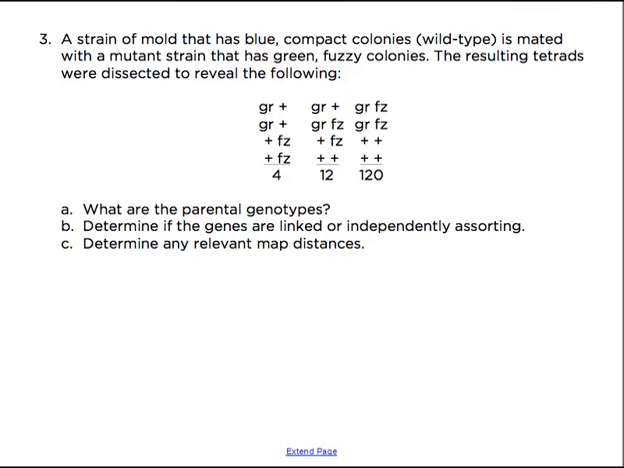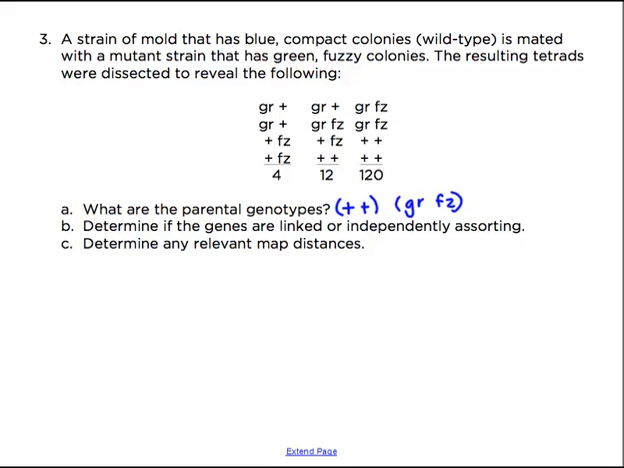Question 3. A strain of mold that has blue compact colonies, wild type, is mated with a mutant strain that has green fuzzy colonies. The resulting tetrads were dissected to reveal the following. What were the parental genotypes? Well, we're saying that one strain has blue compact colonies, which is wild type, and the other has green fuzzy colonies, which is not wild type. So the genotypes, the blue compact colony, are going to be plus plus, and the green fuzzy colony are gr fz.